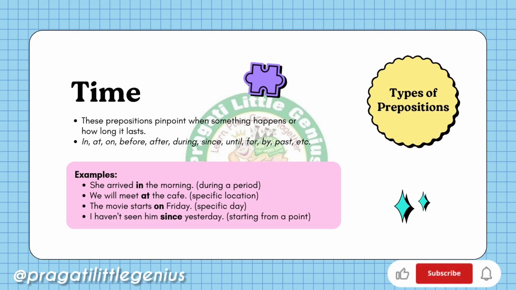Common words we use in prepositions of time are in, at, on, before, after, during, since, until, for, by, past. Examples of prepositions of time are: She arrived in the morning. It shows during a period. We will meet at the cafe. It shows a specific location or a time. Third example is: The movie starts on Friday. It shows a specific day. Fourth example is: I have not seen him since yesterday. It shows starting from a point.